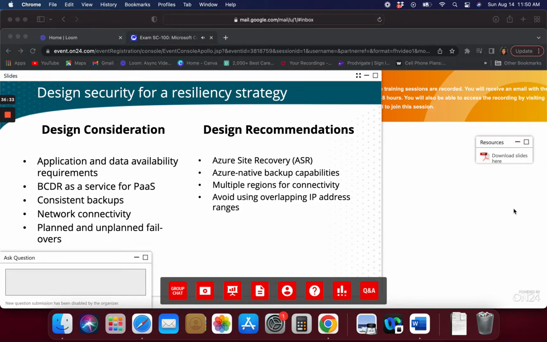Also, avoid using overlapping IP address ranges for production and DR sites. When possible, you need to plan the BCDR network architecture that provides concurrent connectivity to all sites.